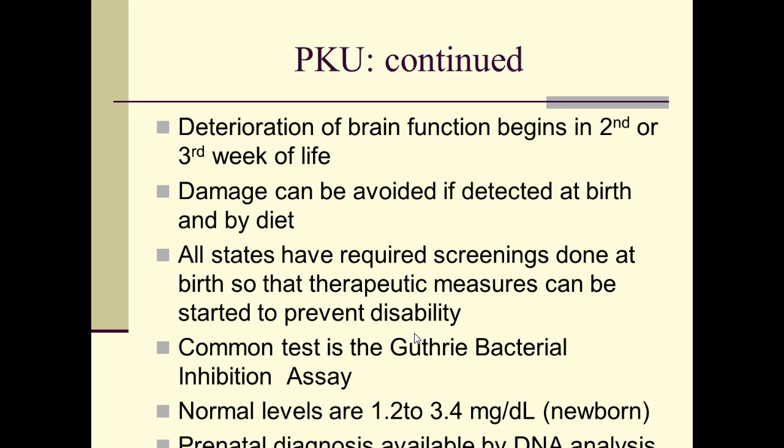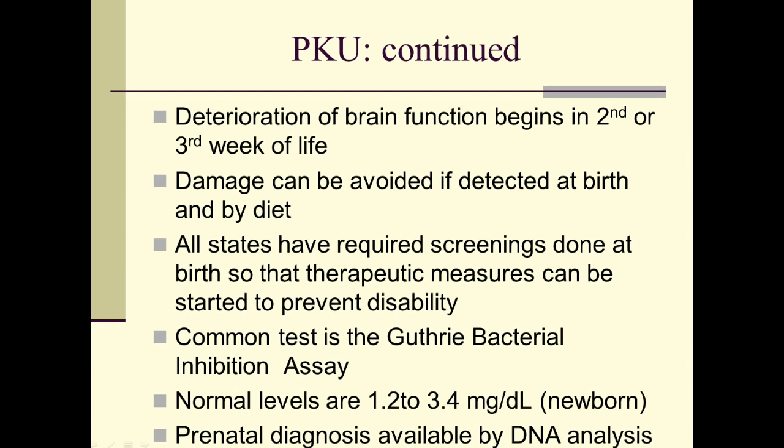What's important to know is that if that phenylalanine builds up in your brain, it can cause deterioration of brain function, usually by the second or third week of life. It can be very damaging. In most states, it's required that screenings are done at birth so that we can prevent this disability. So I know my children, when they were born, they did a heel stick and they took all kinds of little blood samples on a piece of paper and they sent it to the state lab to test for these types of things. If they do find it early enough, they can provide a formula that does not have phenylalanine in it and prevent these types of issues from happening.